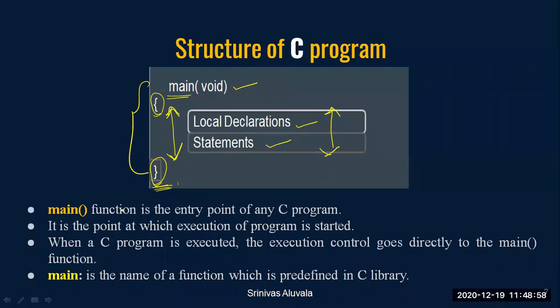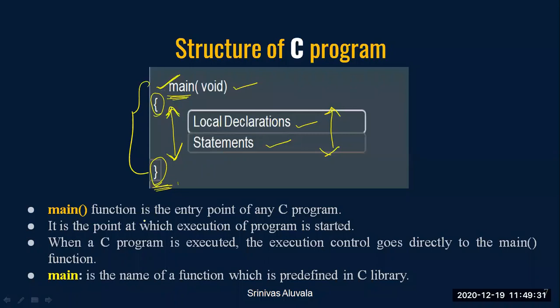Every C program needs to have one function, and that function is the main function. In the structure I'm showing, I've shown the basic function. That function is the main function, and without the main function there won't be any C program. Main is the entry point of the C program. Even if you write a C program without main, it will not execute and give you the result.